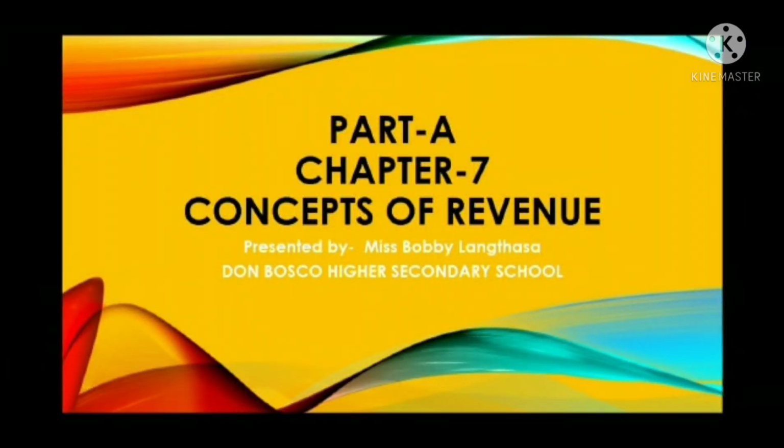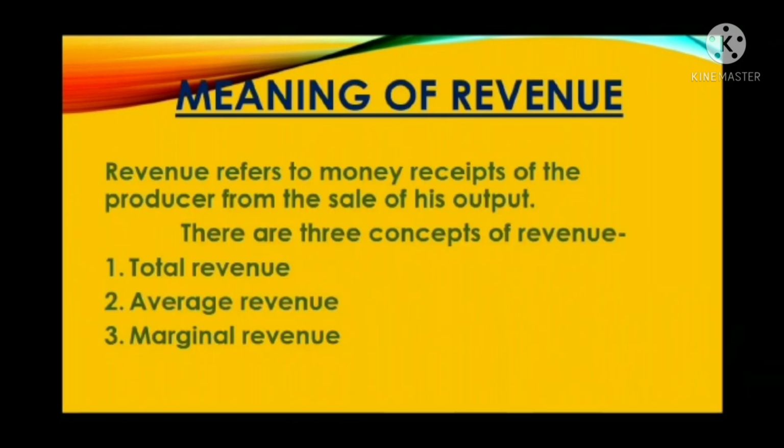That is Part A, Chapter 7, Concepts of Revenue. So let's begin. First we will know the meaning of revenue. Revenue refers to the amount received by a firm from the sale of a given quantity of a commodity in the market. There are three concepts of revenue: total revenue, average revenue, and marginal revenue.